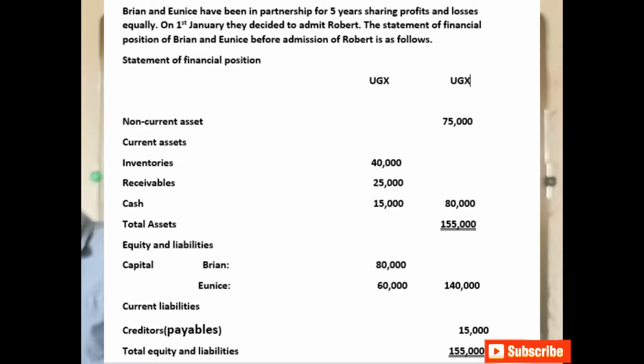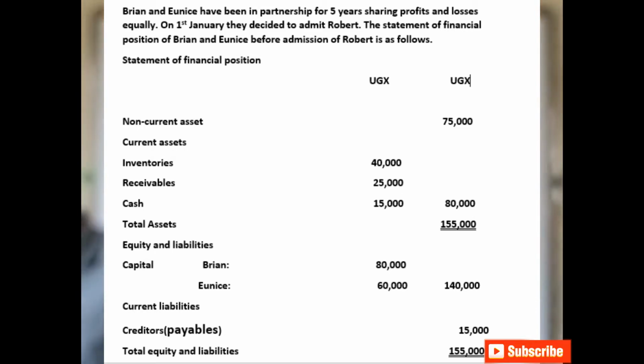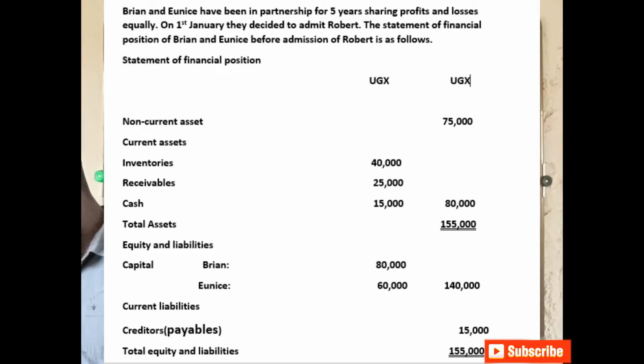It says, Brian and Eunice have been in partnership for 5 years, sharing profits and losses equally. On 1st January, they decided to admit Robert. The statement of financial position of Brian and Eunice before admission of Robert is as follows. So they give us a statement of financial position as at 31st December 2018. So the non-current assets, we have a non-current asset of 75,000.